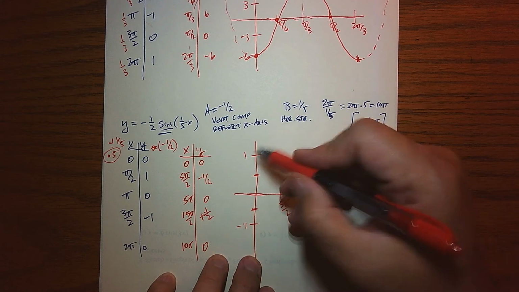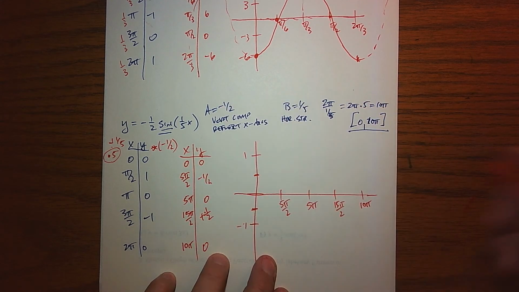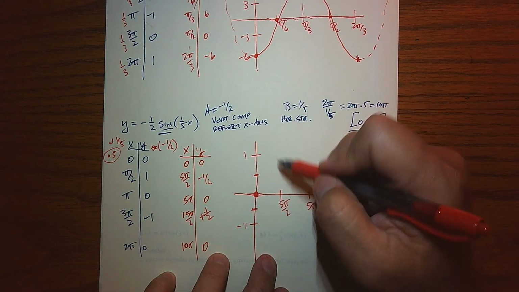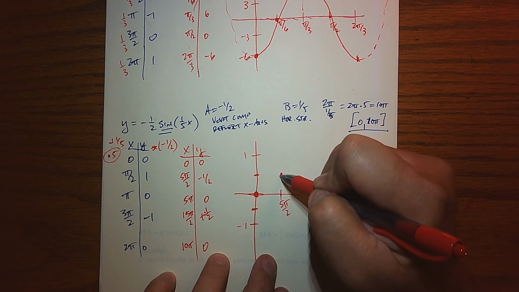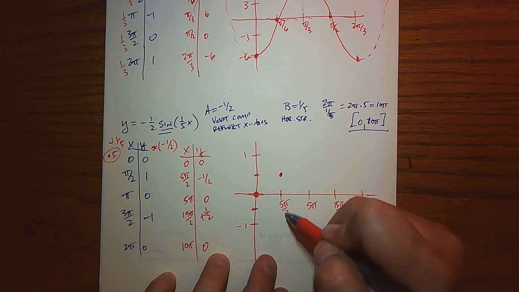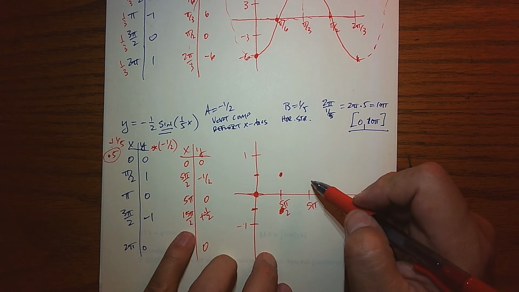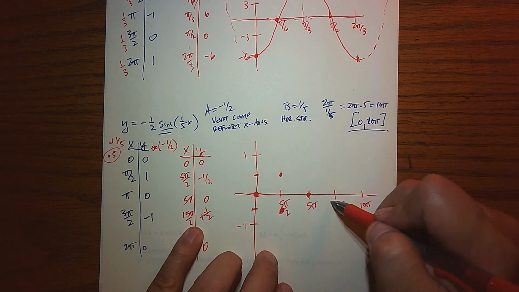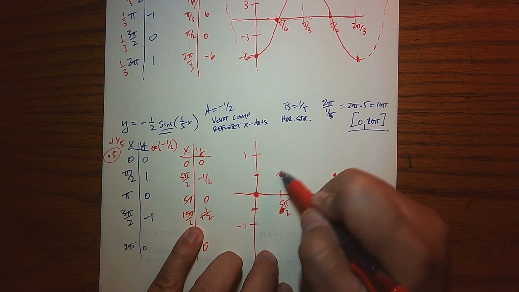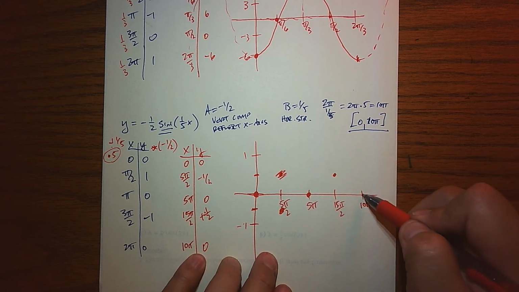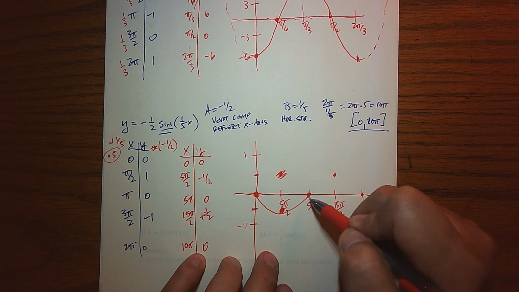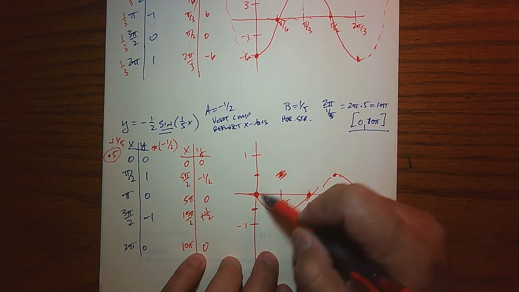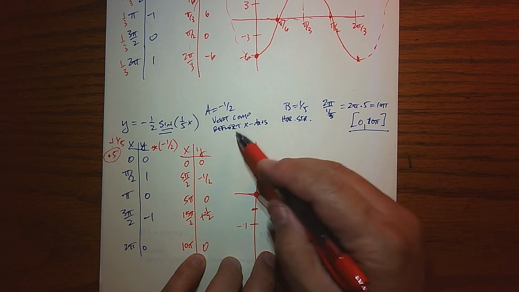But for our graph, it's going to be elongated. So we have 0, 0, we have 5 pi over 2 and negative a half, we have 5 pi and 0, we have 15 pi over 2 and positive 1/2, and 10 pi is 0. So our sine graph is usually up here, but it's been negated, so it's been flipped through the x-axis.